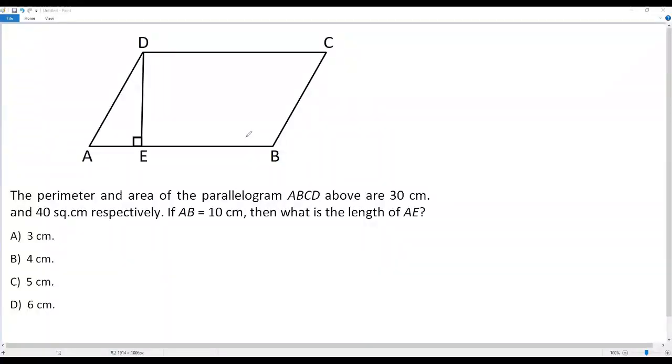Here we have a SAT math problem. Okay, let's go to the question. The perimeter and area of the parallelogram ABCD above are 30 centimeter and 40 square centimeter respectively. If AB equals 10 centimeter, then what is the length of AE?